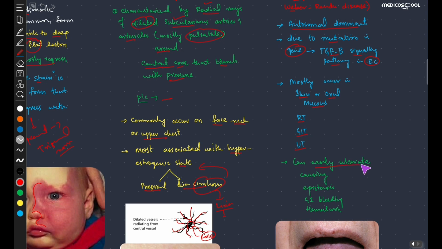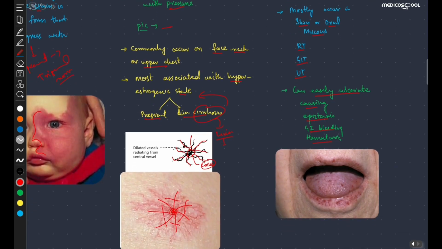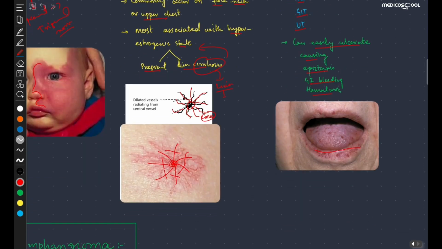It can also easily ulcerate, causing epistaxis if it is present in the respiratory tract, GI bleeding if it is present in the GIT, or hematuria if it is present in the urinary tract. We can see such lesions in this disease.